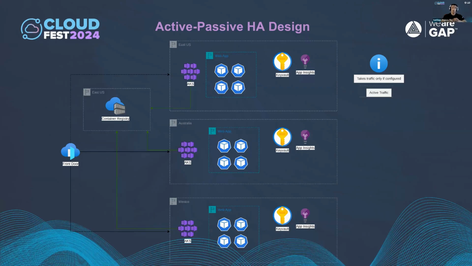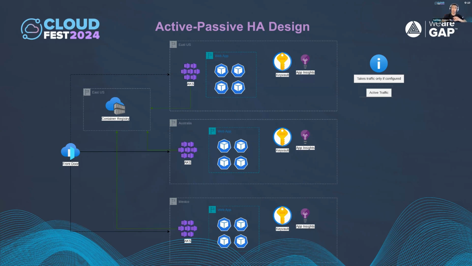Now we could have the active passive design. In this case, we choose to send the traffic to one particular set of regions and have another region just as a backup. So for example, in this case, we could have Front Door sending requests to the Australia and Mexico regions at the same time, just to keep them open. But we will have another region, East US in this case, that is going to be ready to take traffic in case something goes down in the other regions.